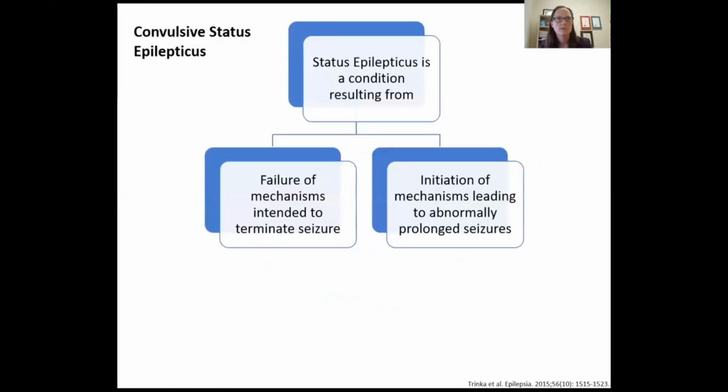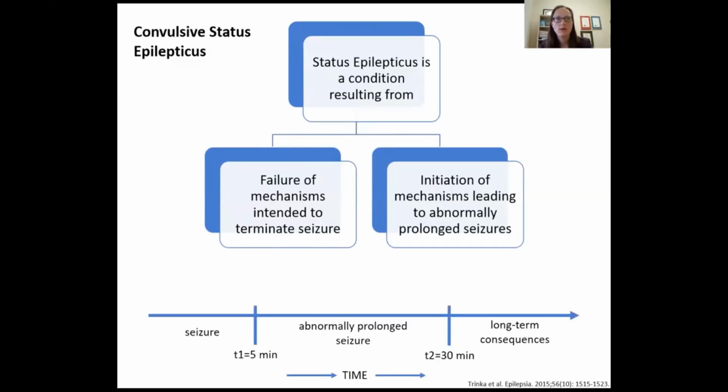When it comes to convulsive status epilepticus, it is a condition that results from failure of the mechanisms intended to terminate seizures and initiation of the mechanisms leading to abnormally prolonged seizures. It may be one, it may be the other, or it may be both. In convulsive status epilepticus specifically, T1 is 5 minutes. At 5 minutes, a convulsive seizure is considered to be abnormally prolonged, and T2 begins at 30 minutes. After this time, we're likely to see longer-term consequences from sustained or persistent seizures.